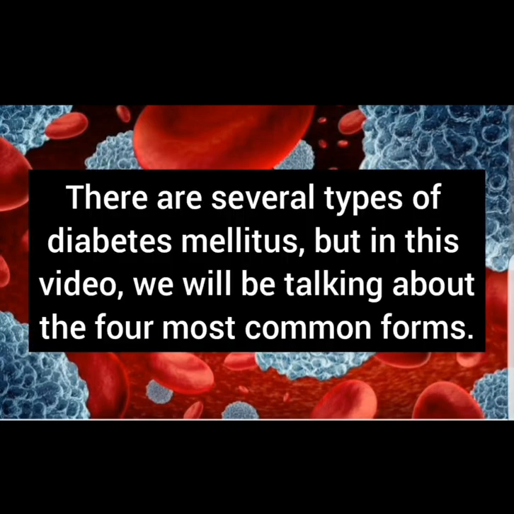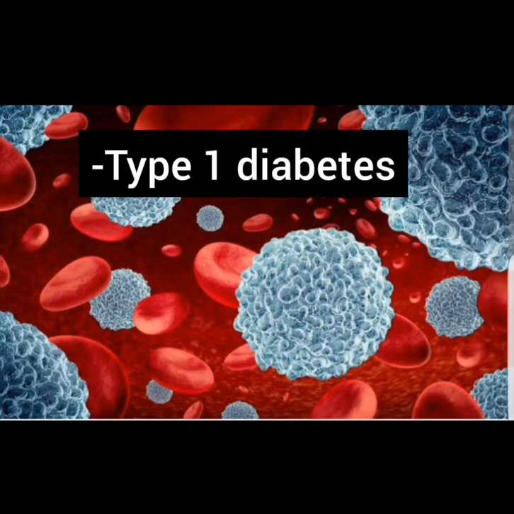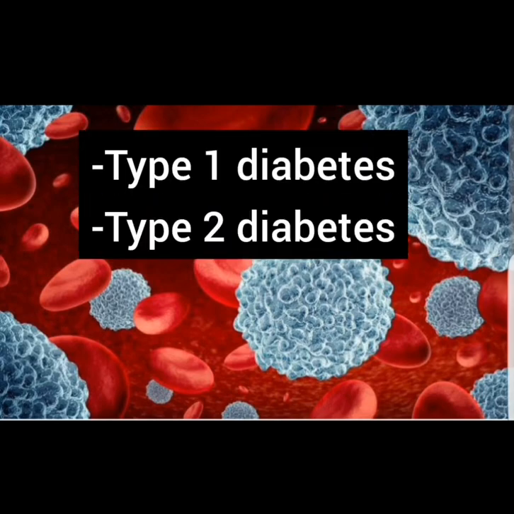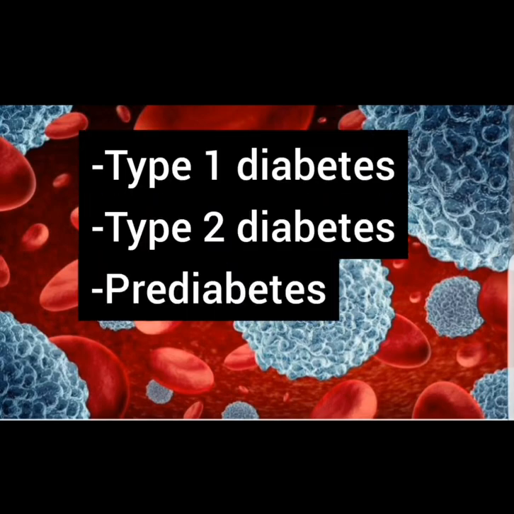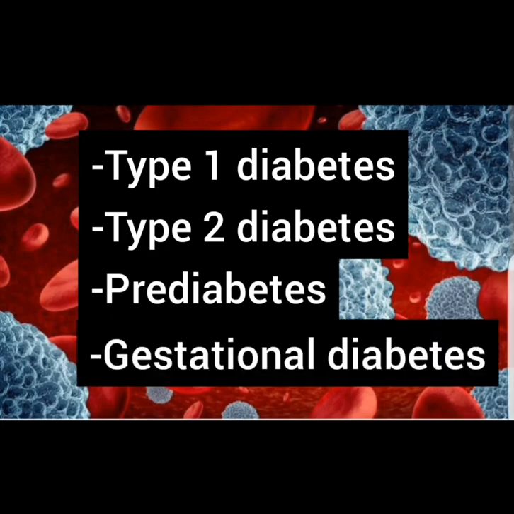There are several types of diabetes mellitus, but in this video, we will be talking about the 4 most common forms. Type 1 diabetes, Type 2 diabetes, prediabetes, and gestational diabetes.